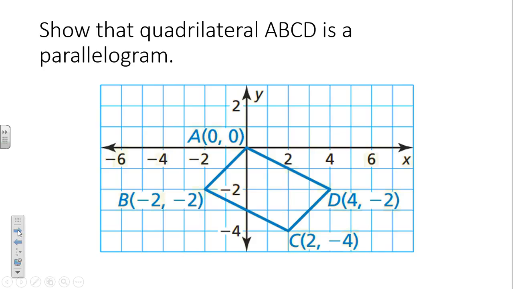We can give you 4 points, and we can ask you to figure out whether this quadrilateral is a parallelogram or not. Now, I know of at least 4 ways that you can show that it's a parallelogram, if not 5.